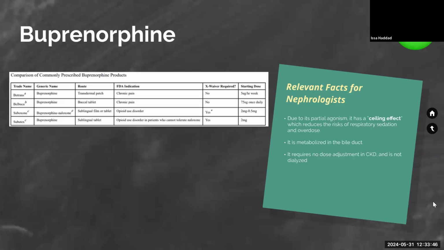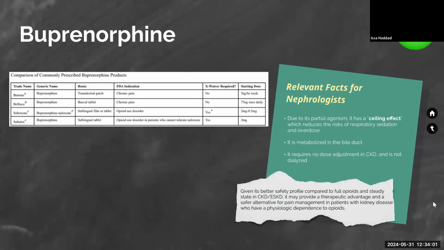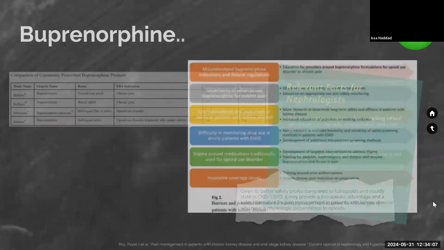So what is good about buprenorphine is that it's a partial agonist, so it has a ceiling effect, which reduces the risk of respiratory sedation, and that's why it's more likely to be safe. And it does not require any dose adjustments in CKD and is not dialyzed. So it might be a safer alternative to be looked into.